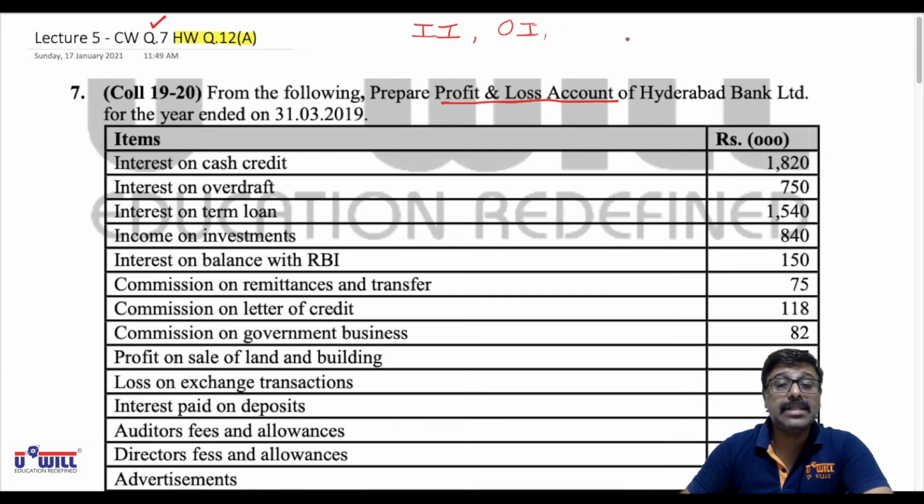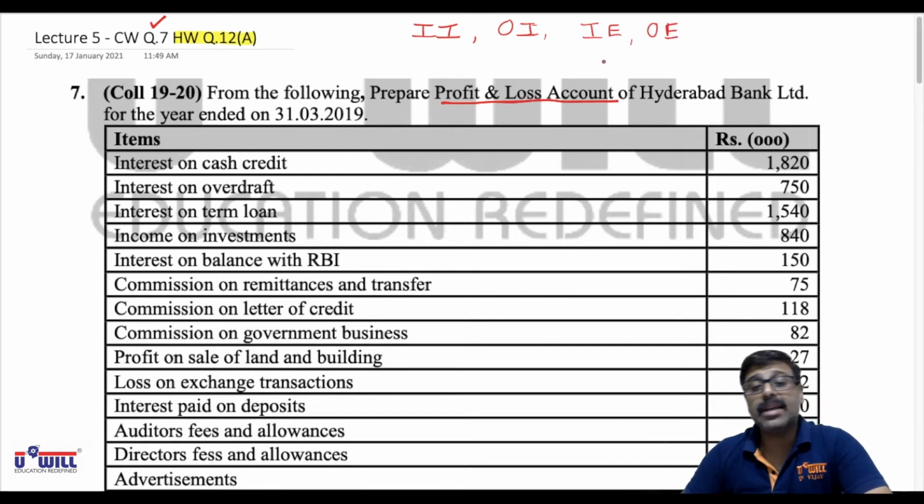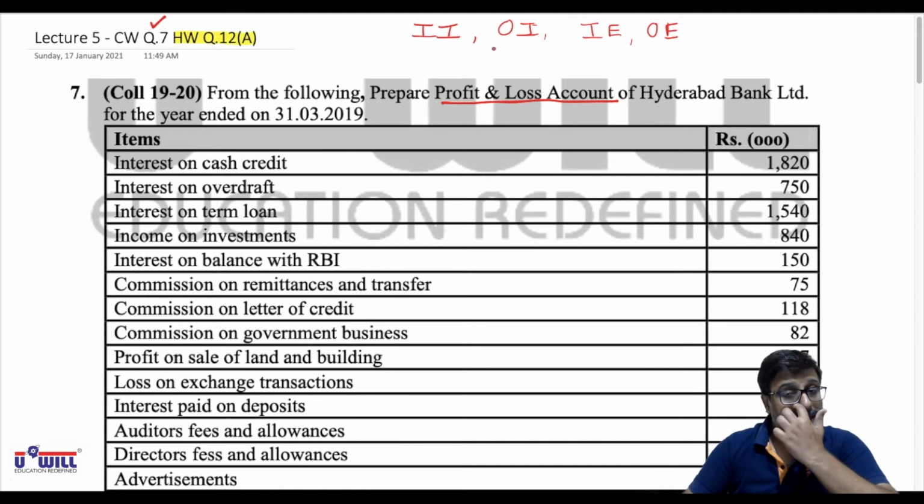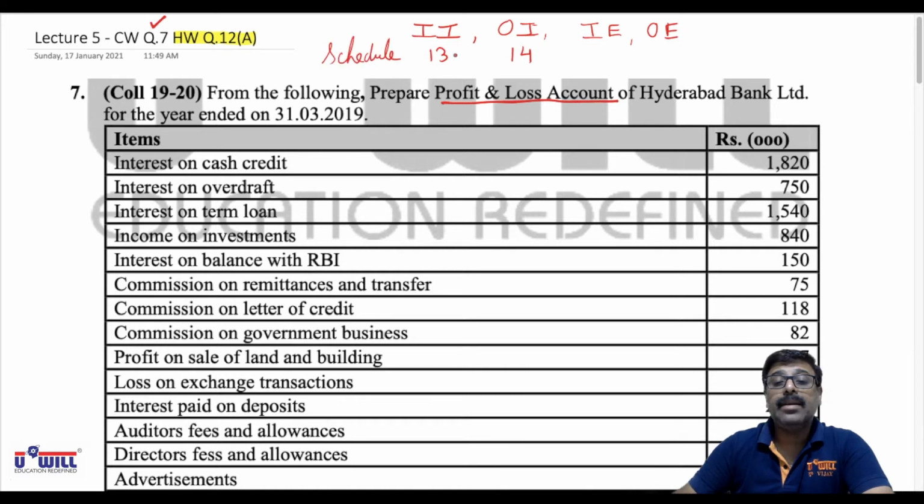There are only 2 expenses. Interest expense will mark as IE. Operating expenses will mark as OE. Do these markings only so that they don't clash with balance sheet markings. Therefore, schedule number 13 is interest income II. Schedule number 14 is other incomes OI. Schedule number 15 is interest expended IE. Schedule number 16 is operating expenses OE. Okay. So let us first do the markings and then we solve the question.